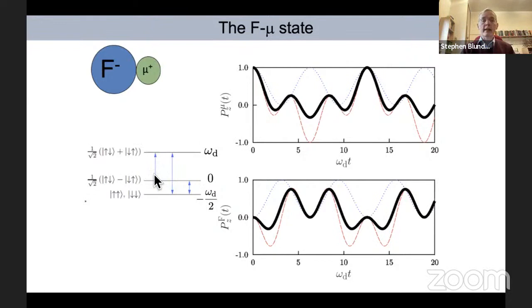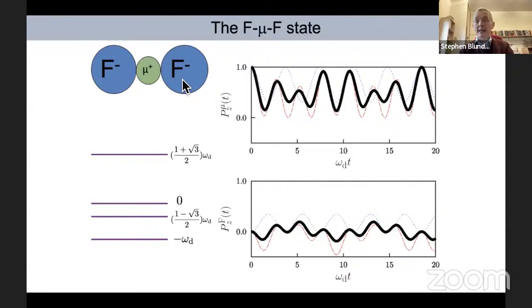Now, if you put another fluorine in, you end up with an eight-dimensional Hilbert space, because you've added another spin-half particle, and it goes as 2 to the number of particles, 2^3 is 8. And you get actually four energy levels, because these are doublets. So there's four doublets, and you now get a slightly more complicated oscillation signal, but this is essentially what we're measuring. Here in these graphs, I've been showing you the polarization of the muon spin and the polarization of the fluorine spins, but we can't measure that. We can only measure this one.